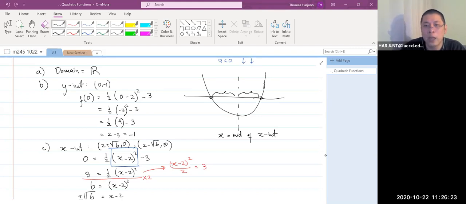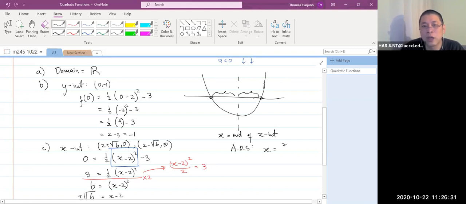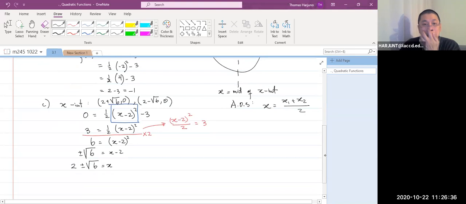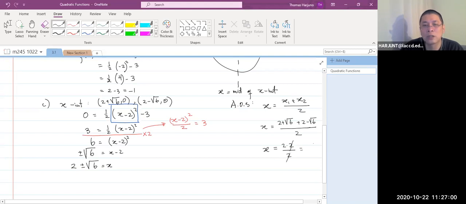So one way to get the axis of symmetry, if you already have your x-intercepts, is x equals x1 plus x2 over 2. In this case, the axis of symmetry is 2 plus square root of 6, that's for x1, plus 2 minus square root of 6 for x2, all over 2. So the square root of 6 cancels, right? So you get 2 times 2 over 2. So x equals 2.